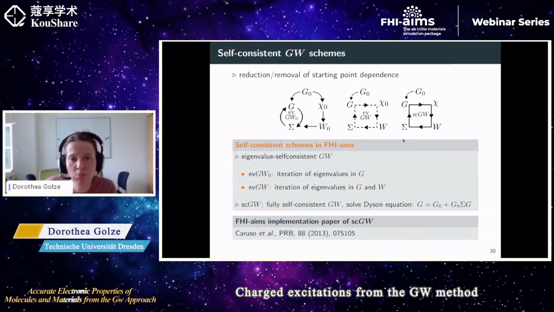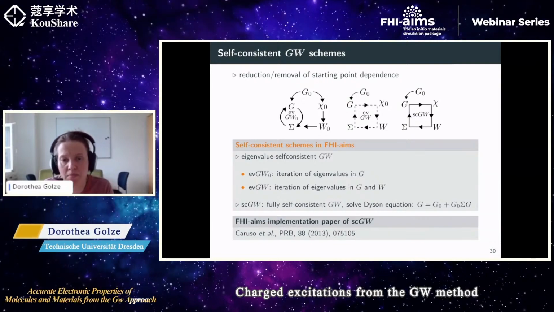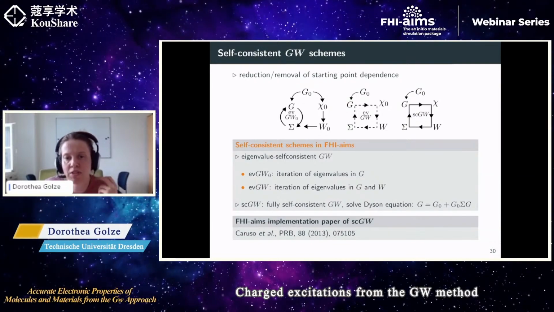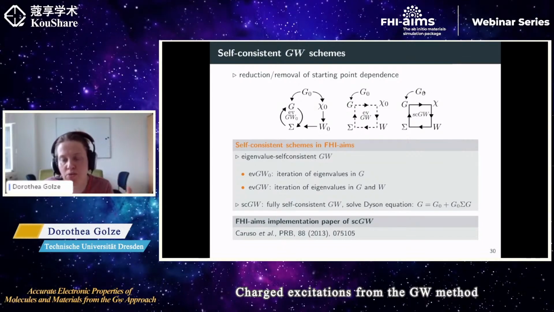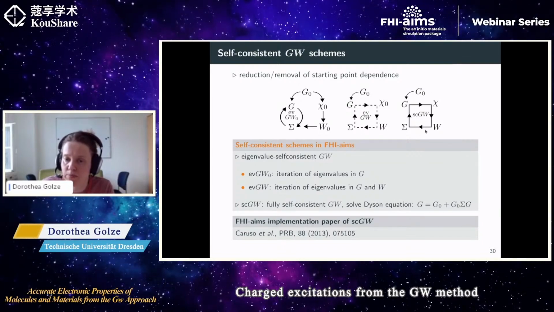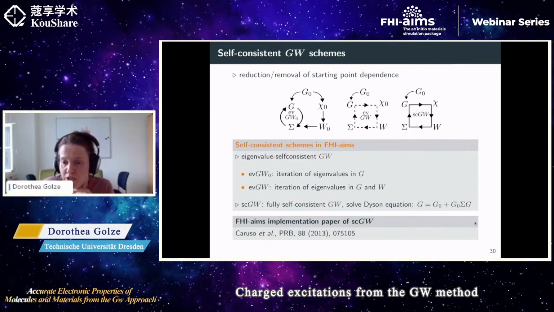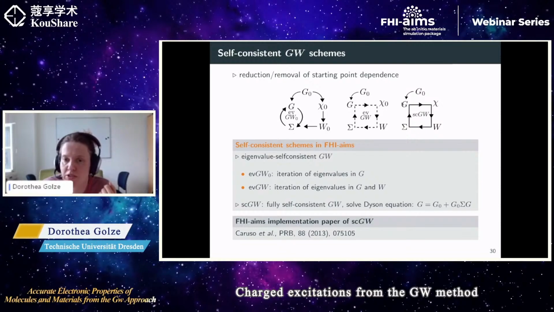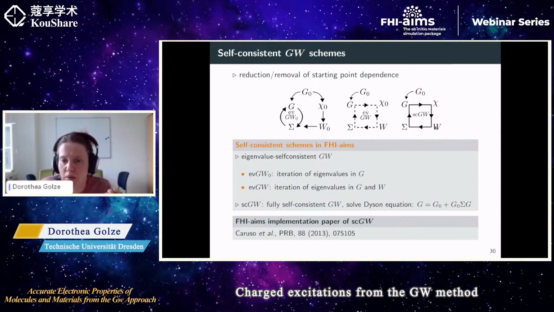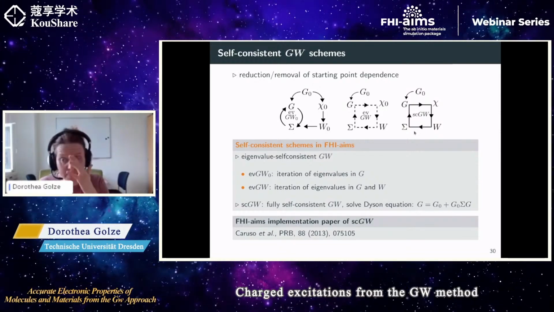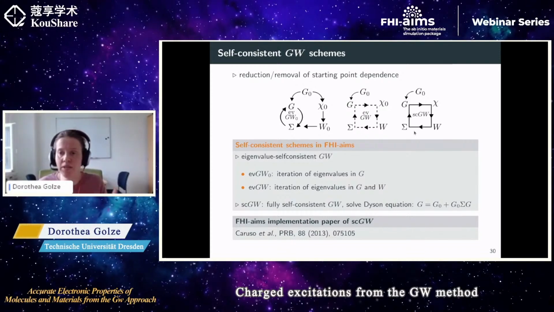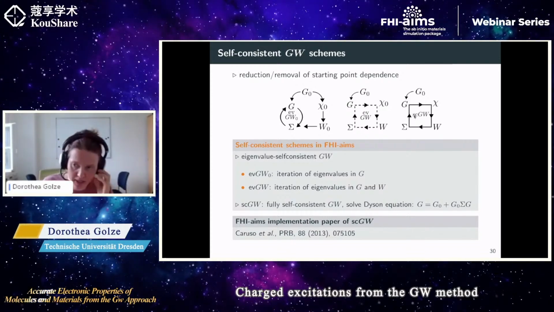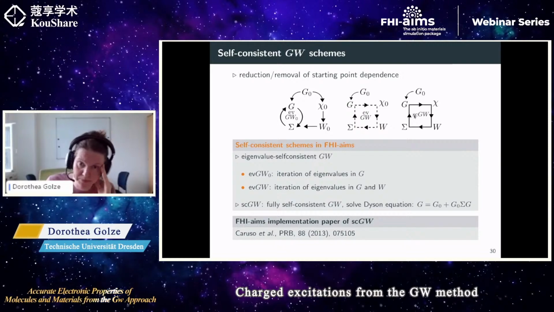To reduce the starting point dependence, there are different self-consistent schemes in AIMS. So the purest approach is fully self-consistent GW, sketched here. So you really iterate, you solve the Dyson equation as shown here, starting with a guess for G, usually G0, and then calculate chi, W, and sigma the full way. So this is very expensive. It's only feasible for small molecules, maybe 10 or maximum maybe 20 atoms.